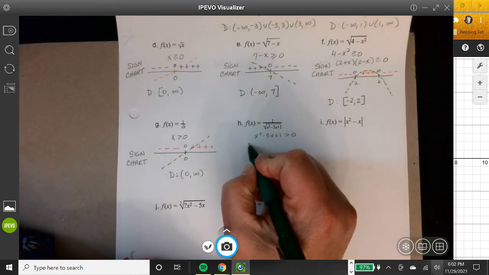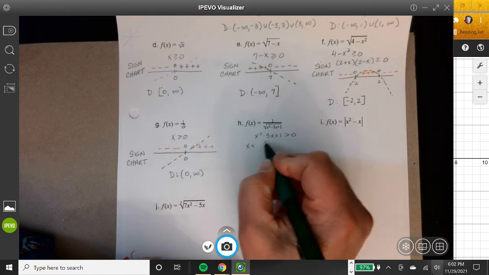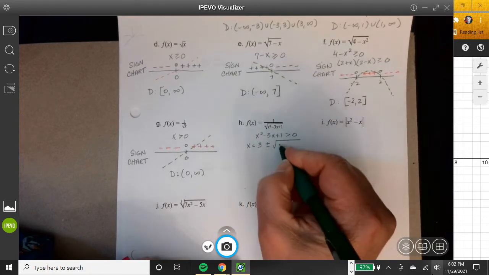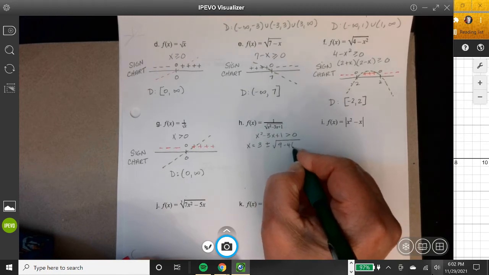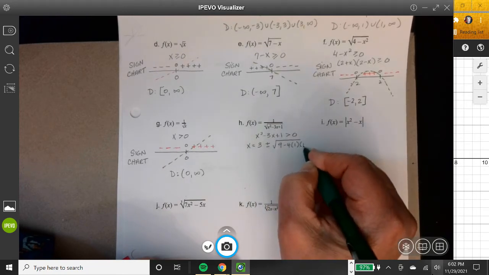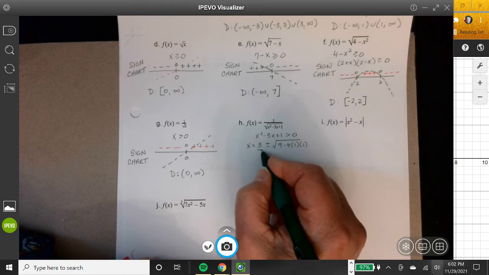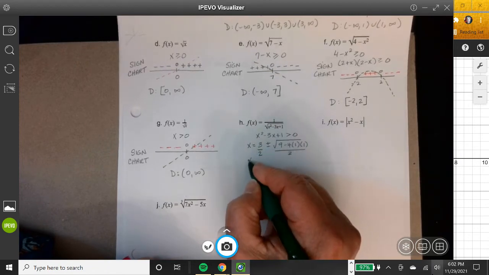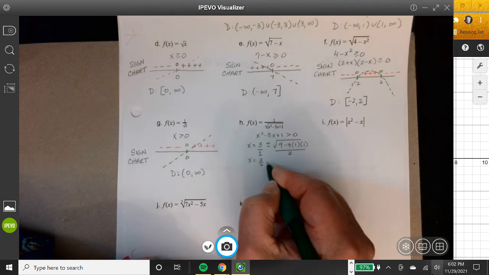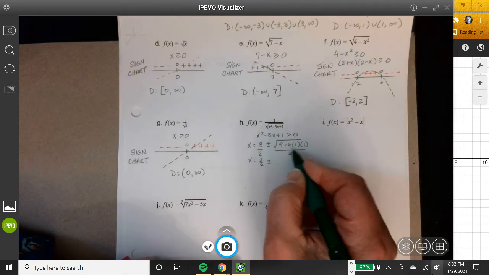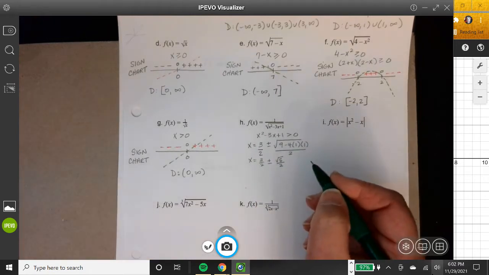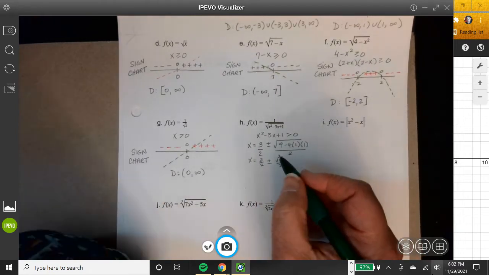So let's see. x is going to equal the opposite of b, which is 3, plus or minus the square root of b squared, which is 9, minus 4 times a, which is 1, times c, which is 1, all over 2a. So that's going to be all over 2. So this is x equals 3 halves, plus or minus the square root of, this is 9 minus 4, so it's root 5 over 2. So those are my two zeros. So we're going to do our sign chart.